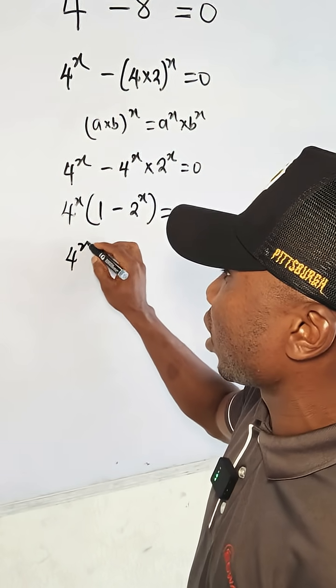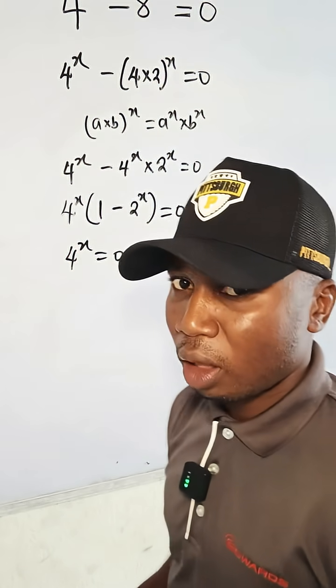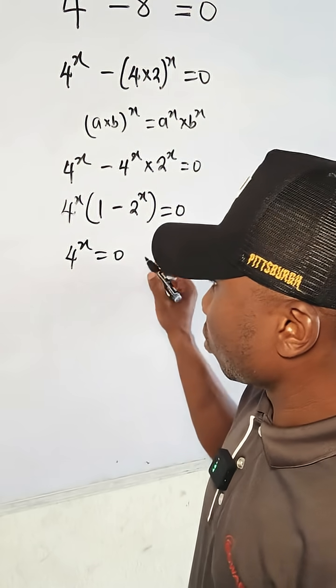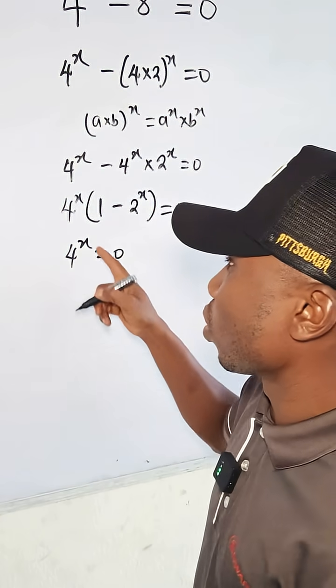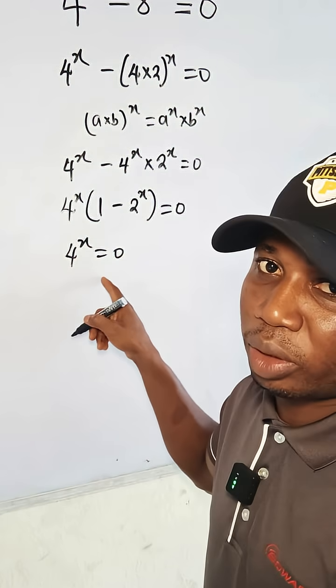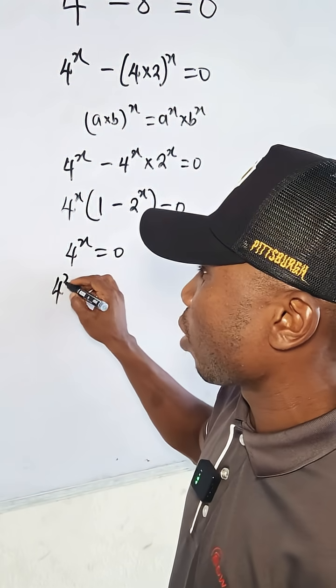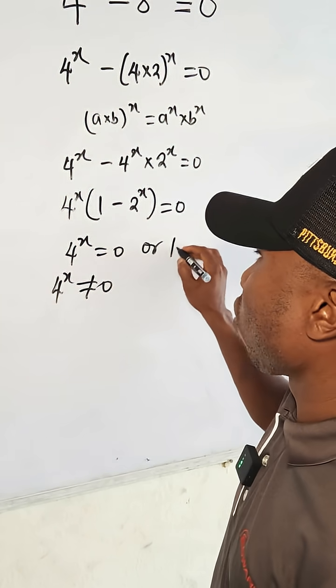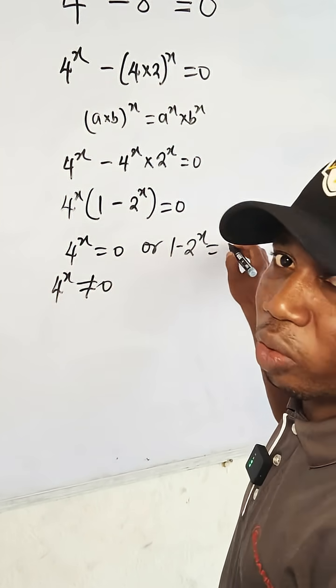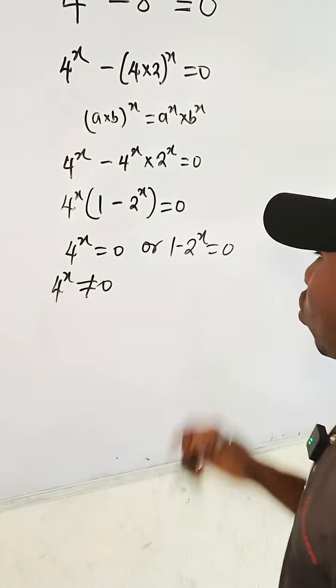So 4 raised to the power of x is equal to 0. But this condition is not realistic. There's no value of x that will make this equal to 0. So 4 raised to the power of x can never be equal to 0. Then the second one is 1 minus 2 raised to the power of x is equal to 0. So let's work with this.